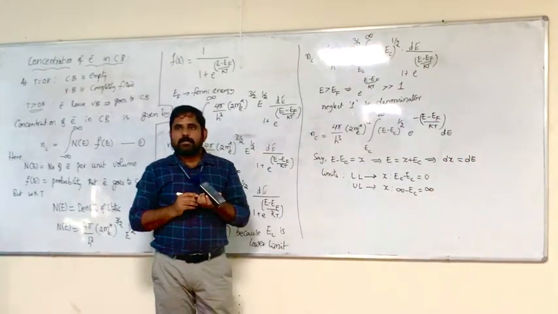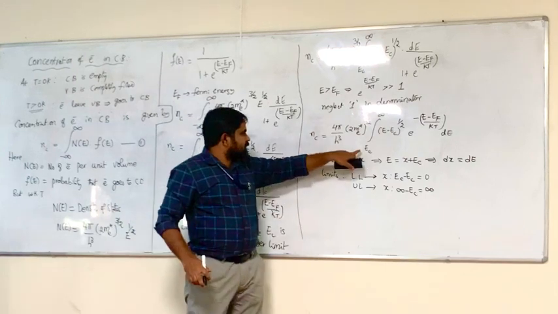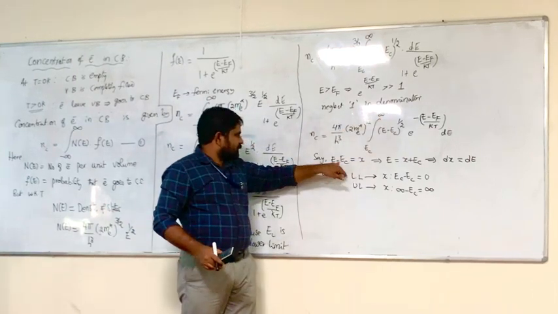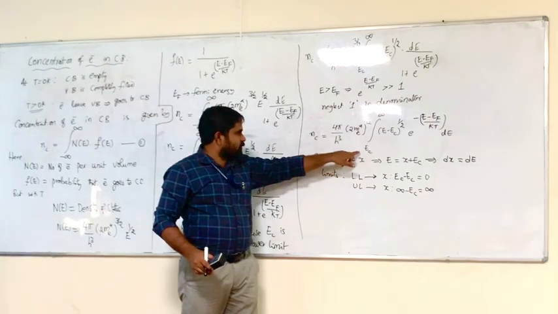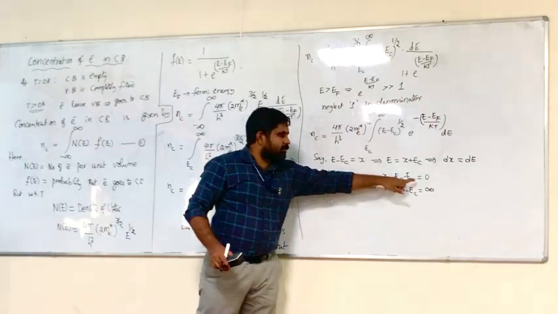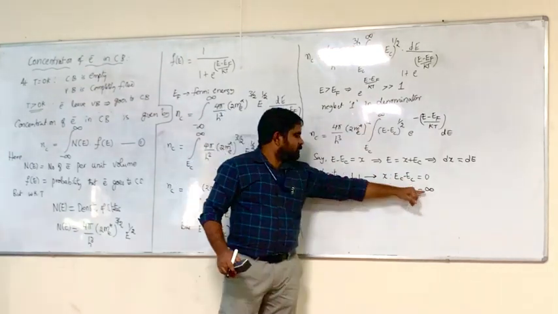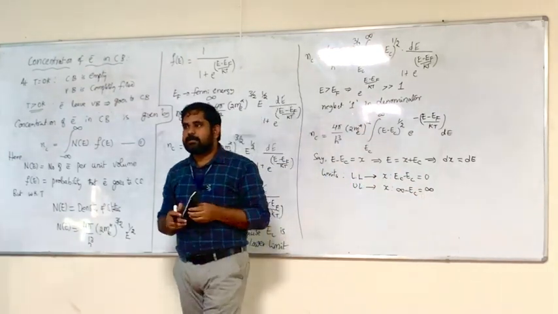dx will become dE, and to change the limits from Ec to infinity, you substitute in the place of E your lower limit, then you will get x lower limit as 0. Upper limit you substitute, you will get infinity as your upper limit.